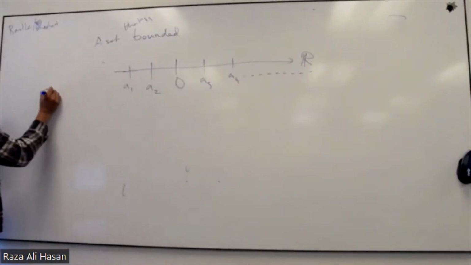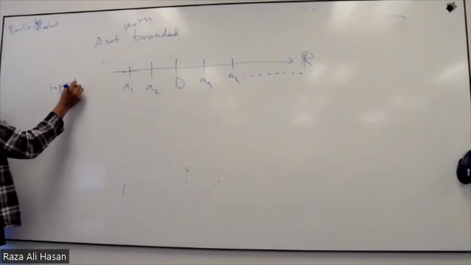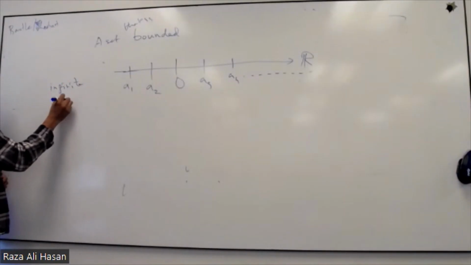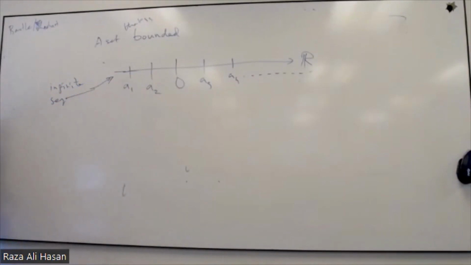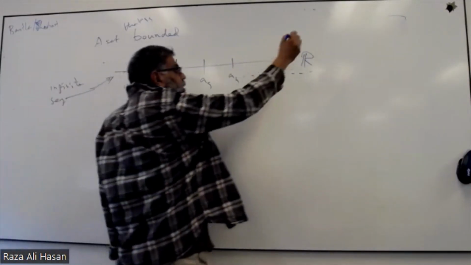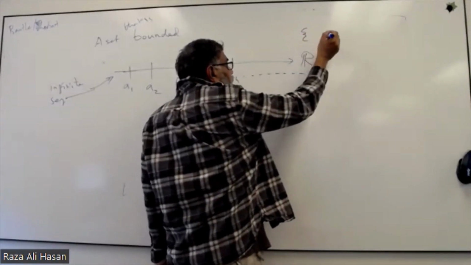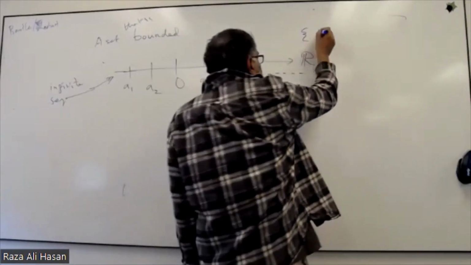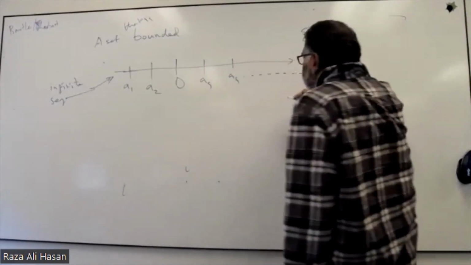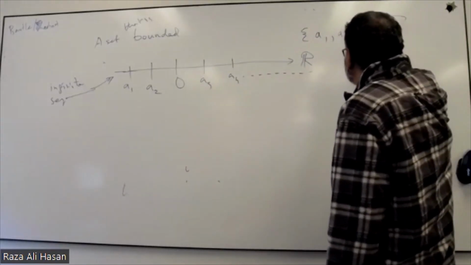So this is an infinite sequence that I have represented on a number line. I could have also taken these elements and put them in a set notation situation here.